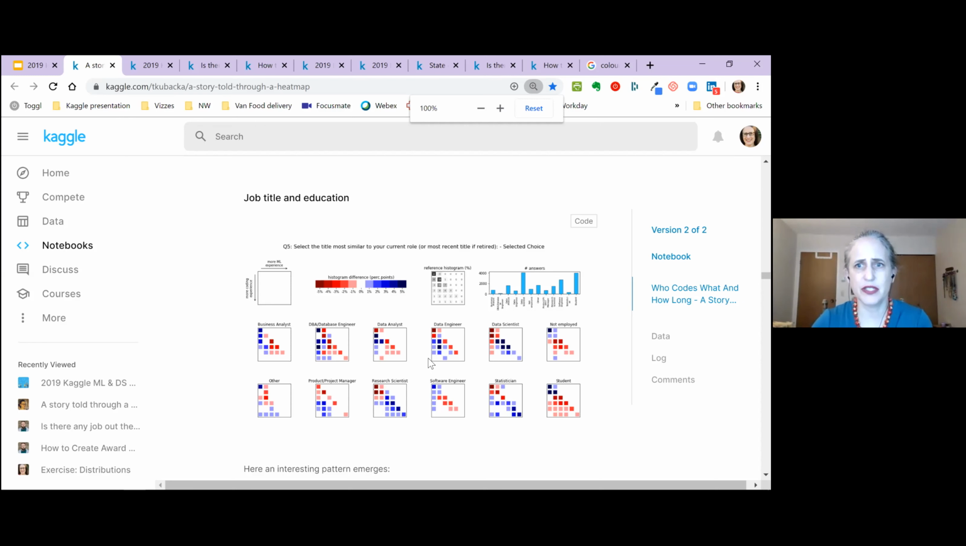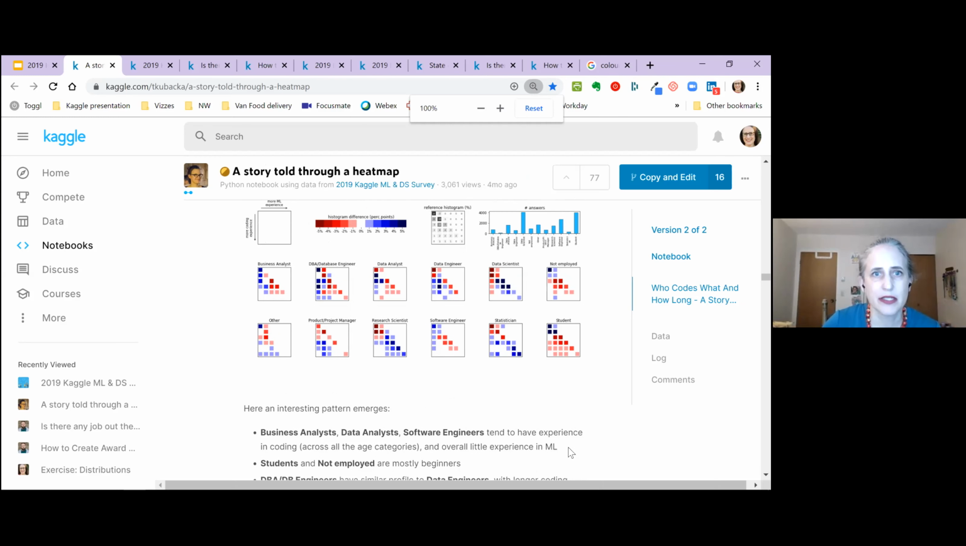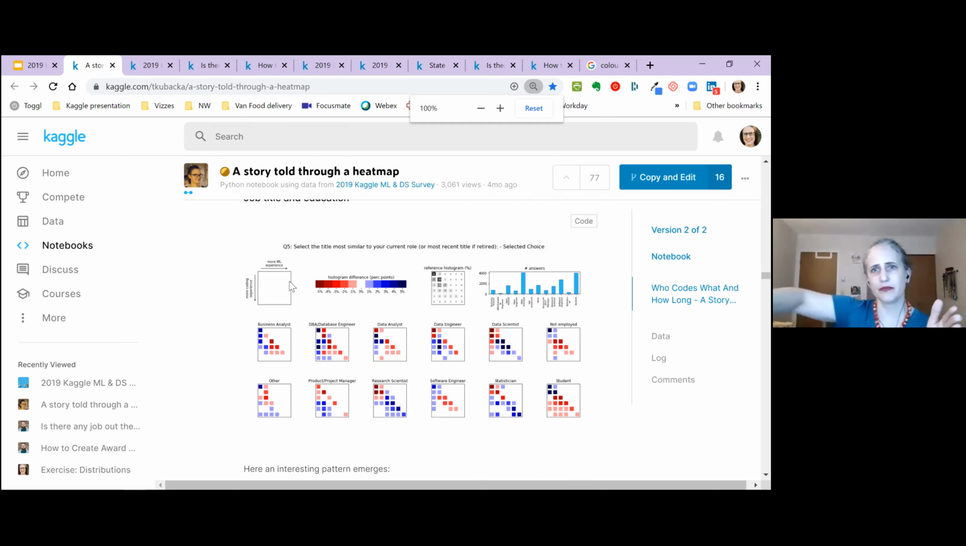Yeah, so in terms of differences between the different job titles here, business analysts, data analysts, and software engineers tend to have experience in coding and overall little experience in machine learning. The way we would see that is that on the horizontal axis, we have the machine learning. So when we look at the data analyst here, fewer data analysts are anywhere in the machine learning side of things, but more people have coding experience with this, which is the blue.